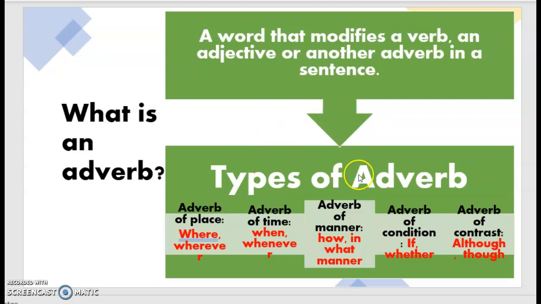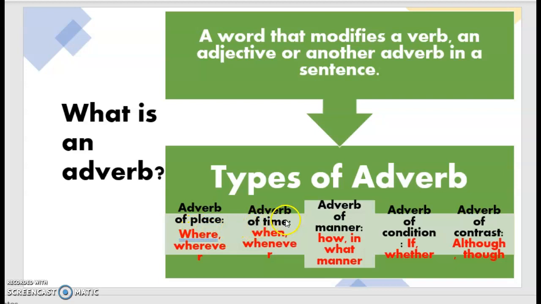Now, quickly, let's look at types of adverb. Now we have adverb of place. An adverb of place answers the question where or wherever. So you have something like, I know where he lives. I know where he lives. So where in that sentence indicates that the adverb is telling us about the place.